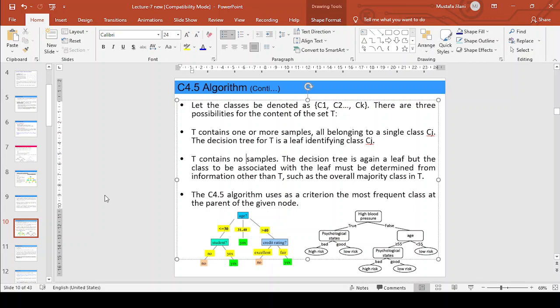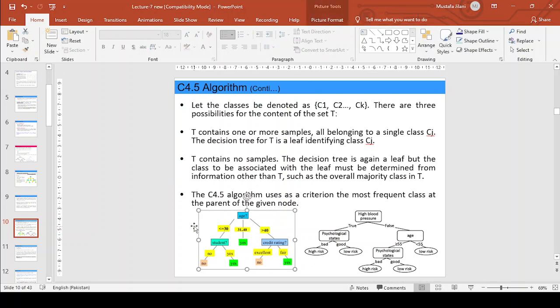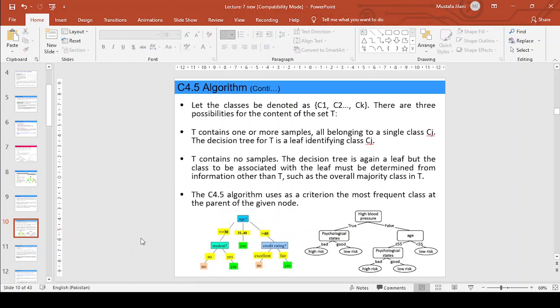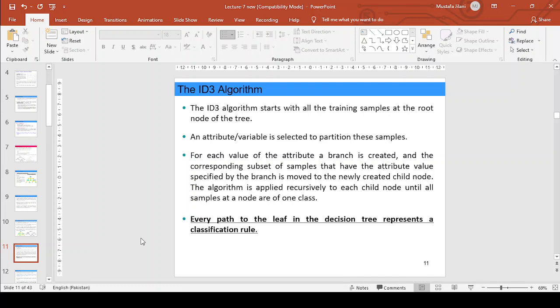T contains no samples. It is possible that you split the data and one of the branches, for example if the age is more than 60, has no sample observations, because if the age is 60 and above, the banks won't issue a card to a person. And if you have data in any branch, then we have to further proceed with the splitting process.